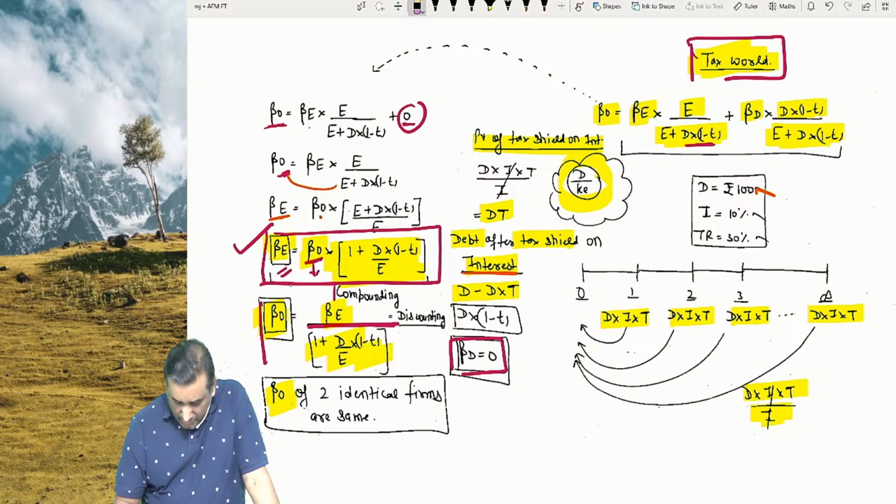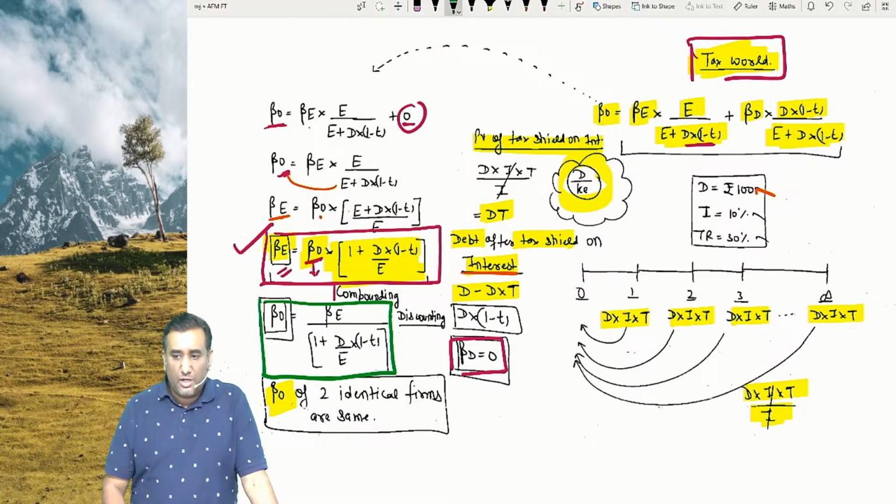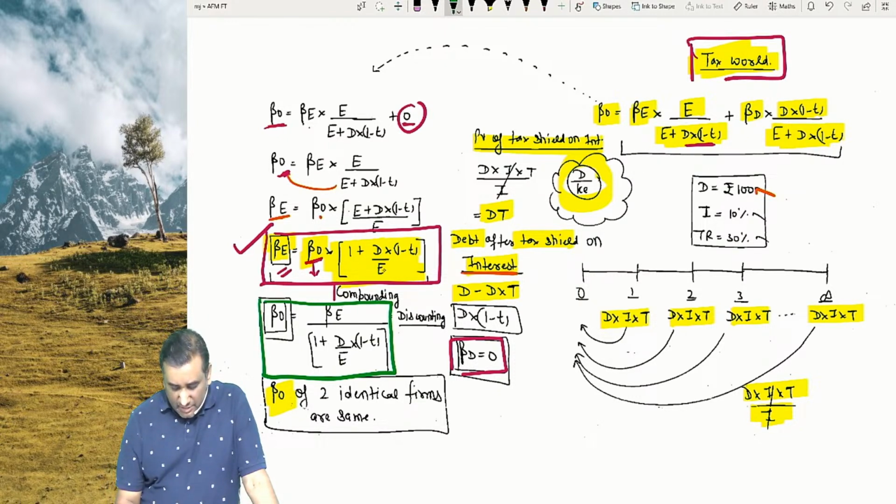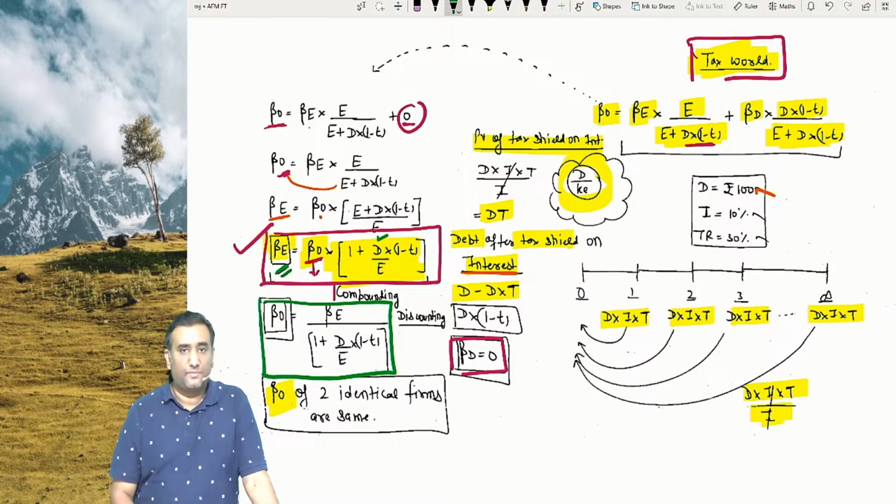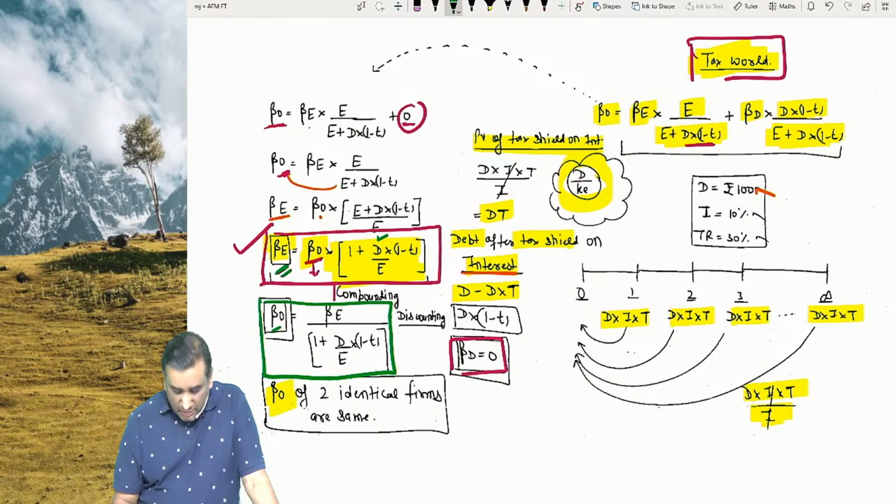Second formula: beta overall is beta equity divided by (1 plus D by E into (1 minus T)). The first formula represents that as the debt increases in the capital structure, equity beta will increase. This shows the same thing: equity beta will increase, and beta overall is a discounting effect, beta equity divided by this. Beta overall of two identical firms is the same.